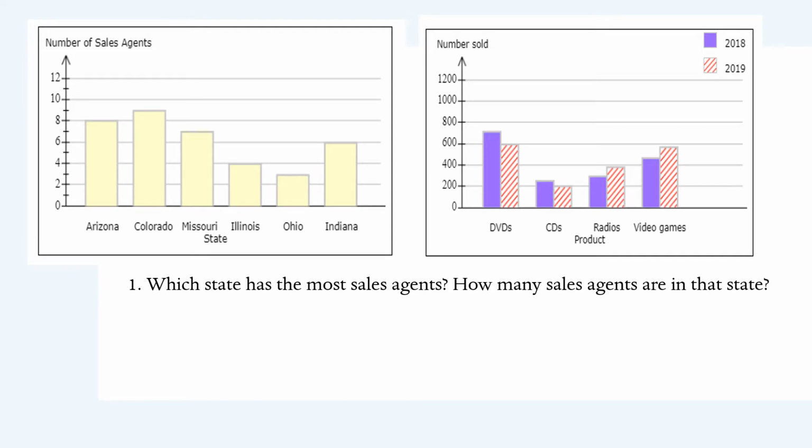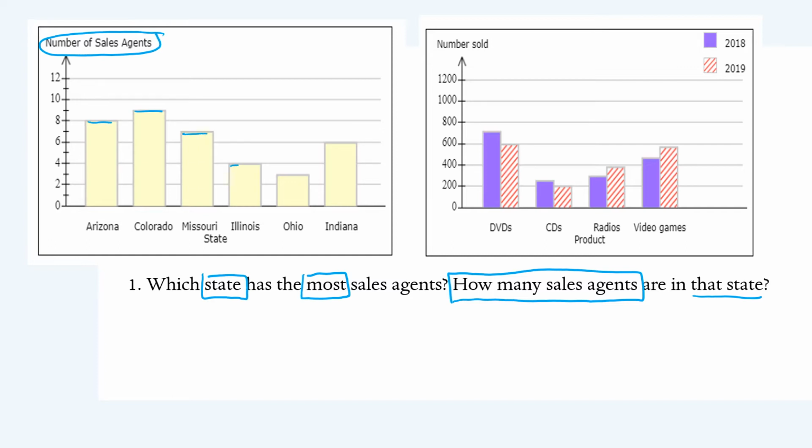So question 1, which state has the most sales agents, and how many sales agents are there in that state? So we need to take a look at our different bar charts. The one that tells us about the number of sales agents is this first one. And since we're looking for the most sales agents, we're going to be looking for the tallest bar or highest bar. If we look at the different heights of these, Colorado's bar is the tallest.